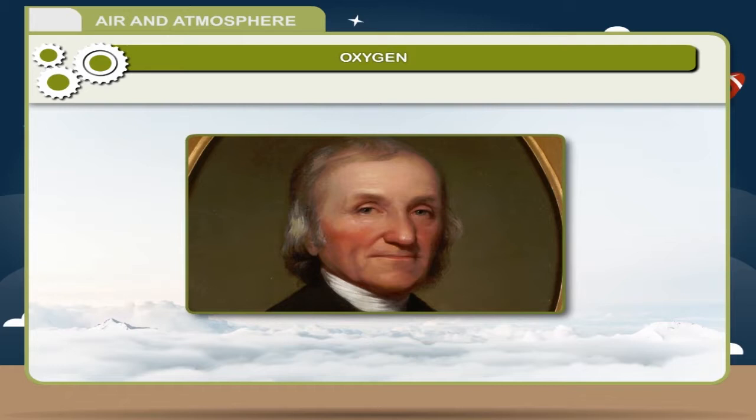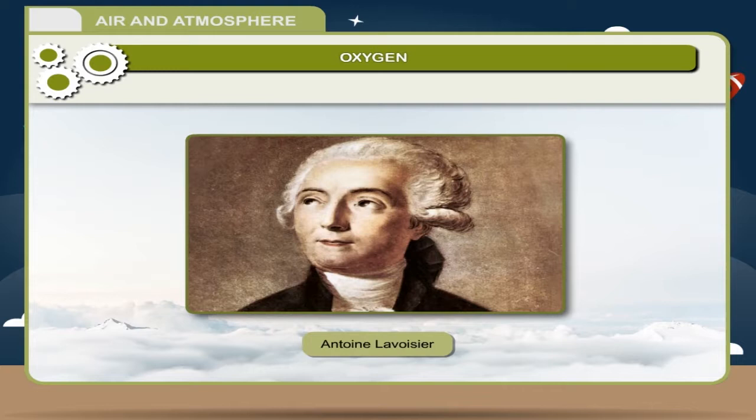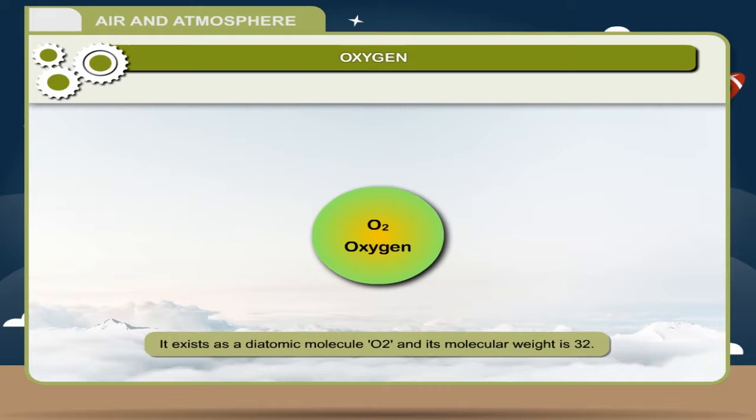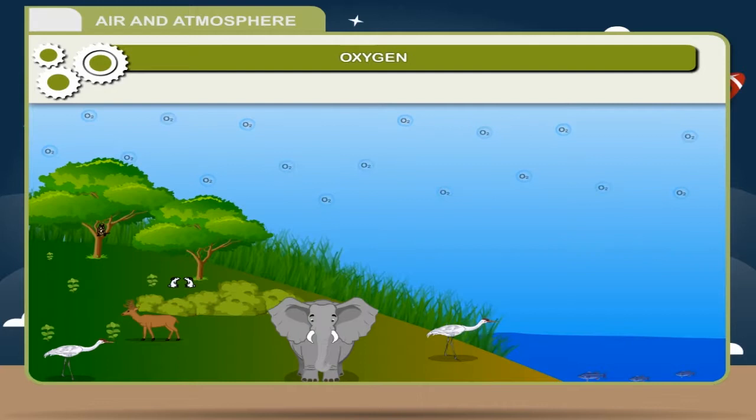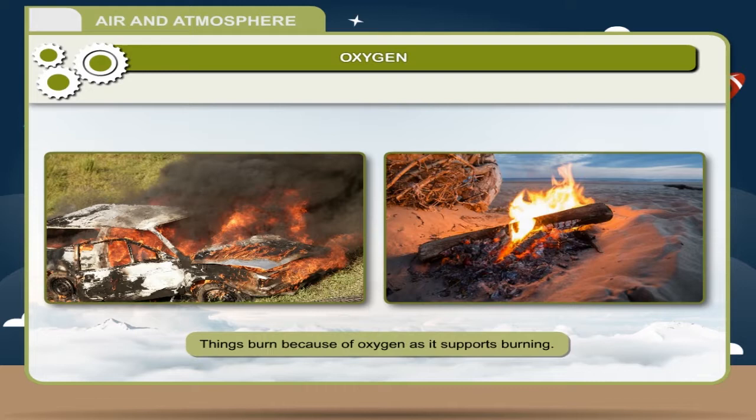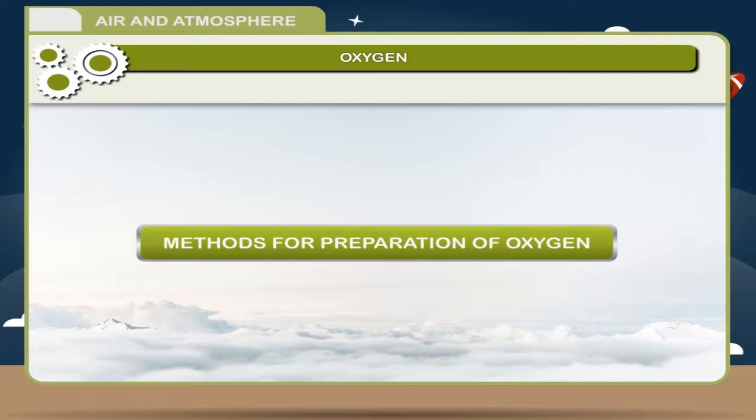It was discovered by Joseph Priestley, but named by Antoine Lavoisier. It exists as a diatomic molecule, O2, and its molecular weight is 32. Its presence in air makes life possible on Earth, as all forms of life need oxygen for respiration. Things burn because of oxygen, as it supports burning. Methods for preparation of oxygen.